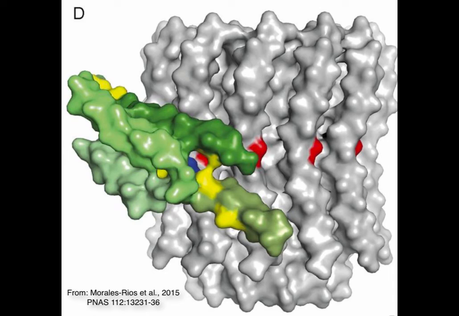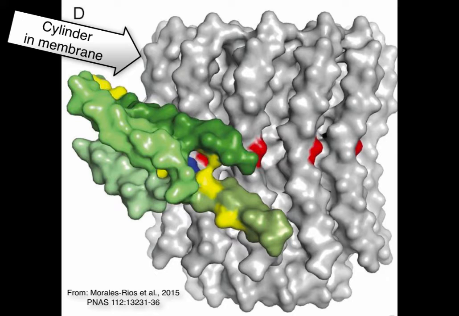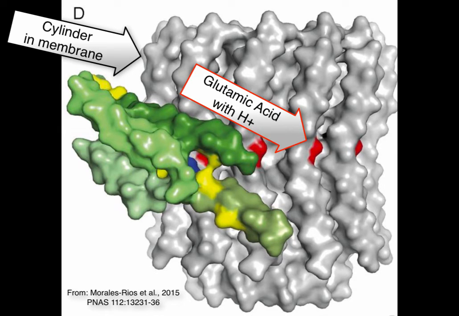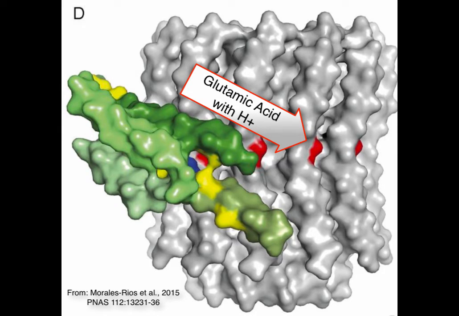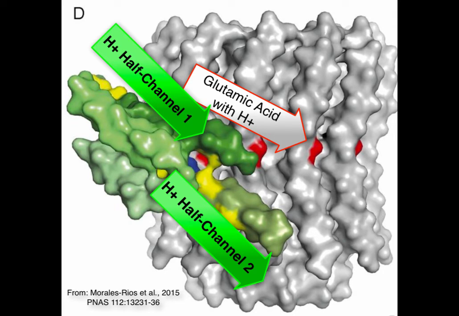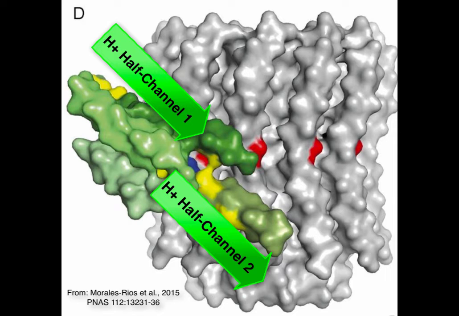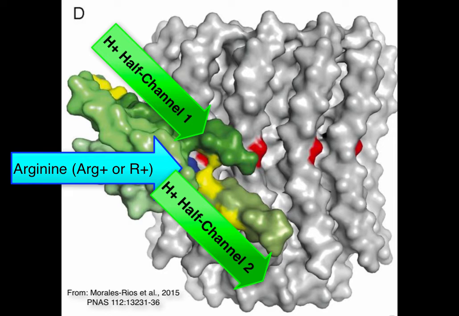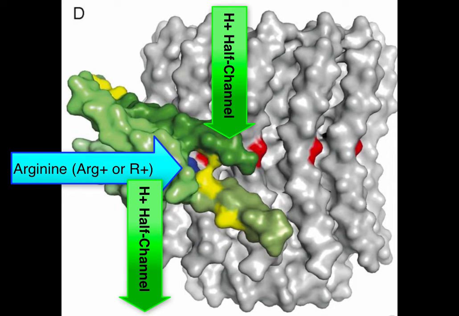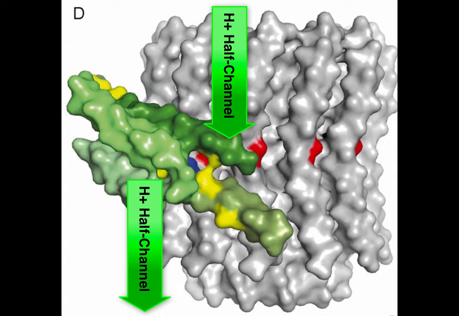Here's an image of what the cylinder and the half channels actually look like. All the gray is the cylinder. Each red area is one of the glutamic acids, GLU minus or E minus abbreviation. The green are the two half channels. The arginine is in blue in the middle of the green. I drew the half channel straight up and down, but actually they're sloped. The sloping doesn't really matter, so you can draw them either way.